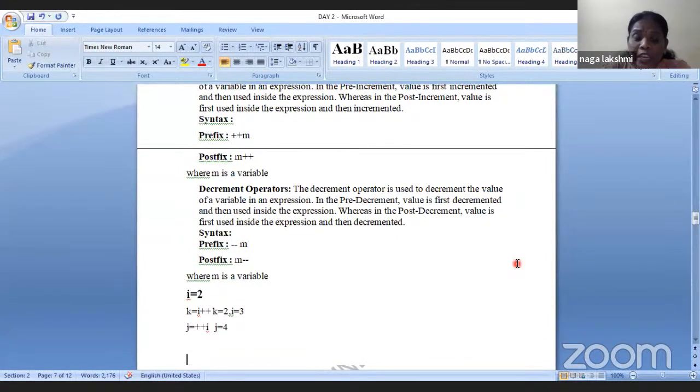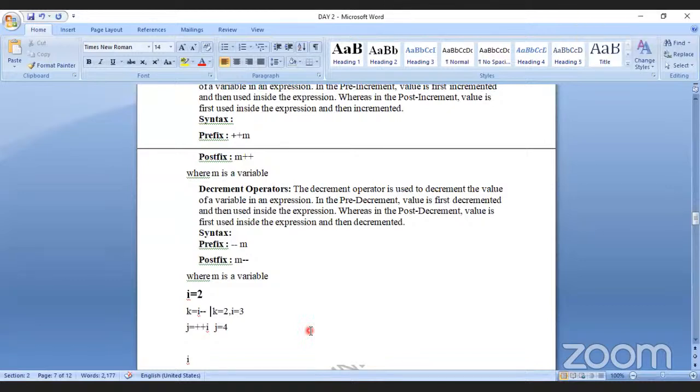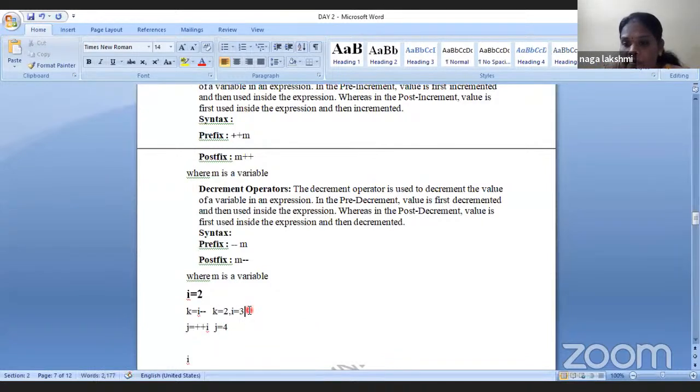Same thing, if I give decrement on the same I value, what will be the k value now? Now it is the decrement operator. What will be the k value? 2, ma'am. The k value will be 2. The I value becomes? 1, ma'am. Clear, everyone?